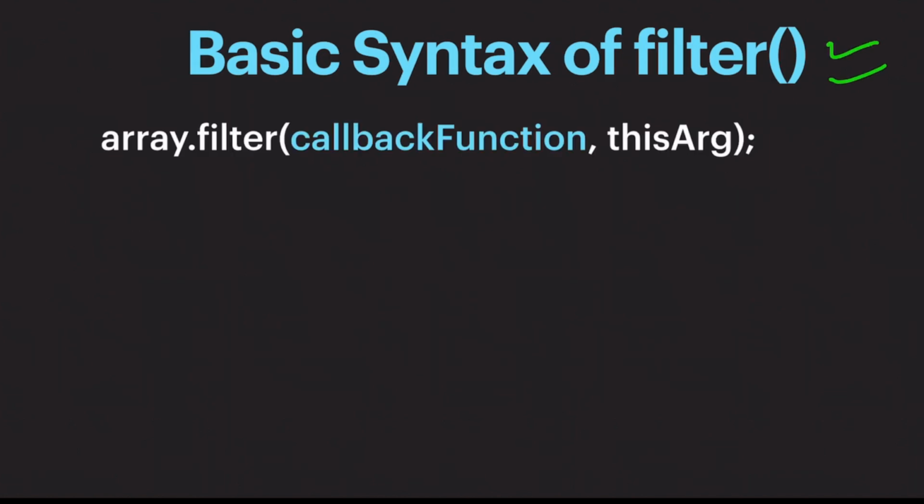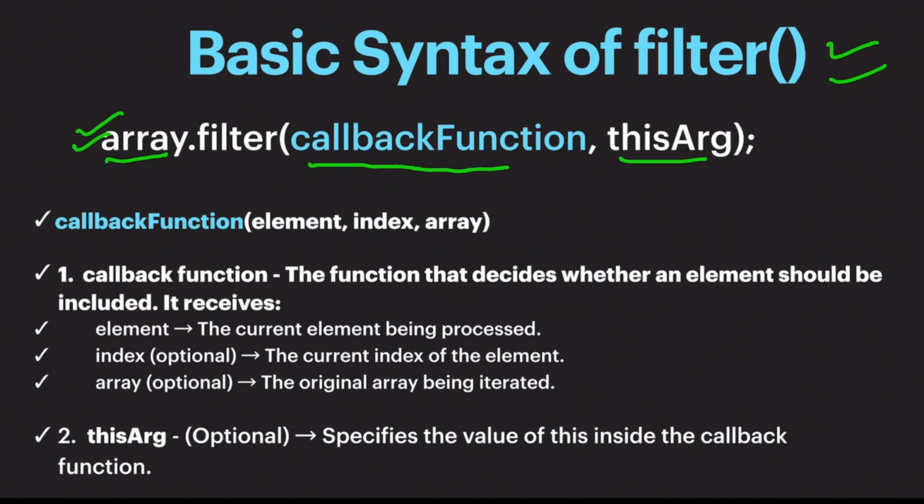So this is the basic definition of the filter. Filter always applies on an array. In the filter we use two arguments. One is the callback function and another is the this arg, which is the second argument. The first is the callback function, and in the callback function we use three values. One is the element, second is the index, and third is the array.